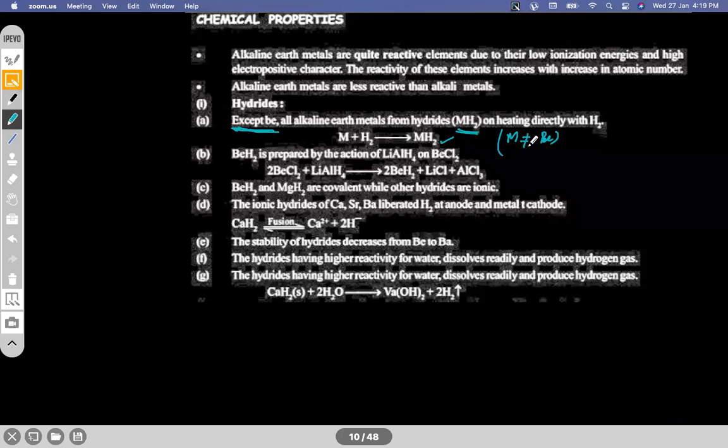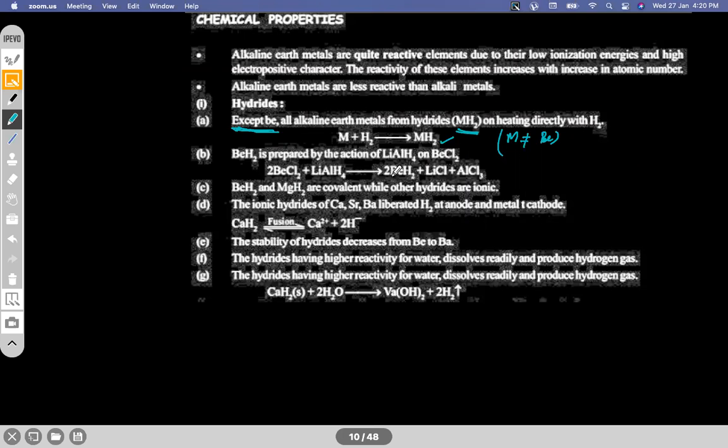How do you prepare beryllium hydride? Beryllium hydride is prepared by action of LiAlH4 on BeCl2. Direct hydration we cannot do. We cannot allow beryllium to react with H2, it won't form hydrides in that case. But if you want to prepare the hydride, we can take the chloride of beryllium with LiAlH4, which forms LiCl, AlCl3 and BeH2.